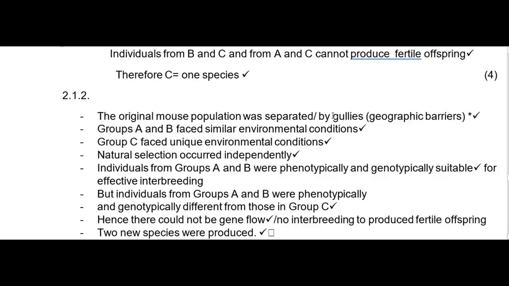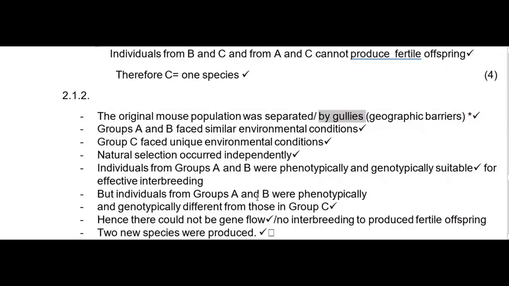In this case, it was the gullies, and then the groups, or the species A and B, are in similar conditions. Group C was in a different condition, and then natural selection happened independently. I know your teacher would have taught you this, so please work through this and see if you can write out the answer, studying it from the exam guideline, based on the question that's given. You always mention the barrier, in this case the gullies, or if it was a mountain or a river. You mention that there were similar conditions, and then one of them had a different condition, and then natural selection happened, and the individuals A and B were then phenotypically and genotypically different.